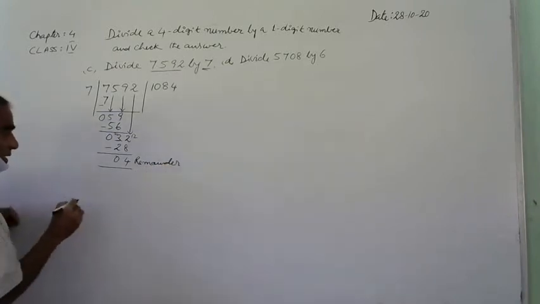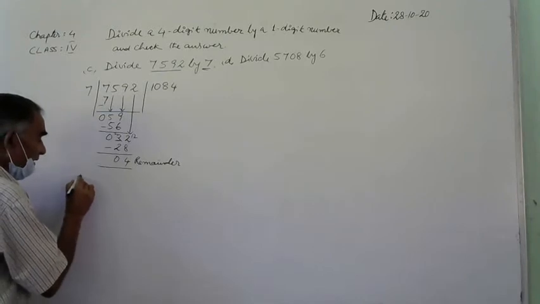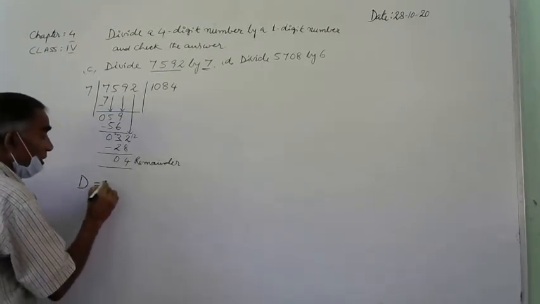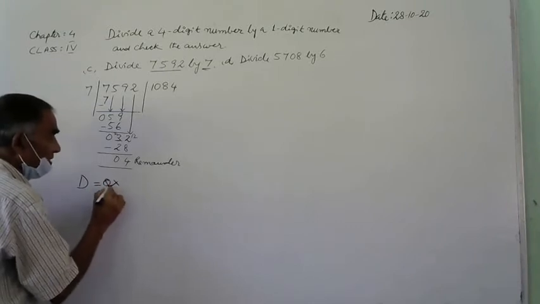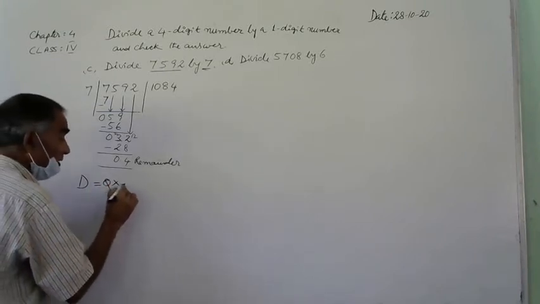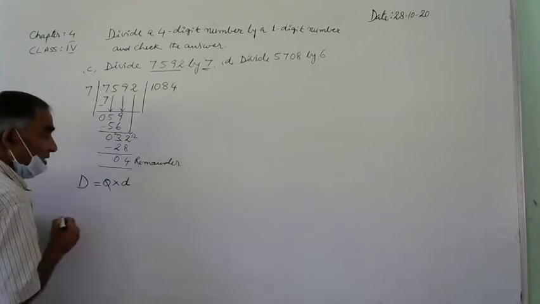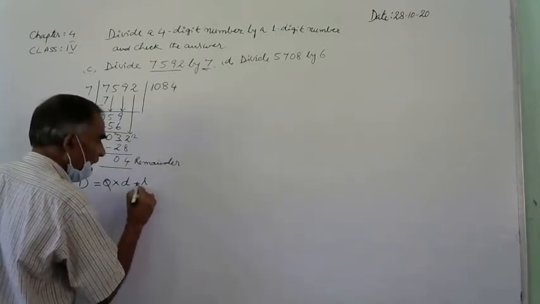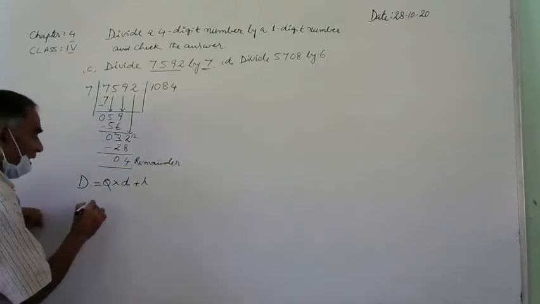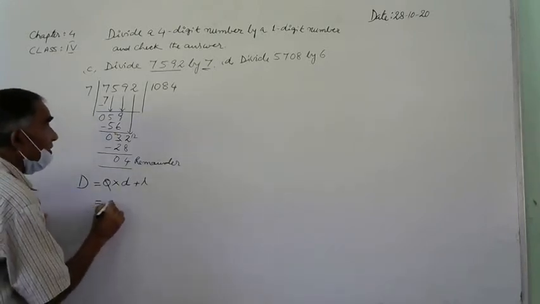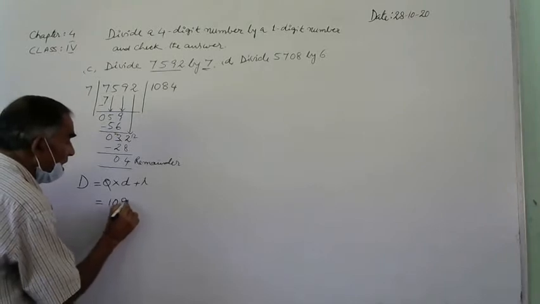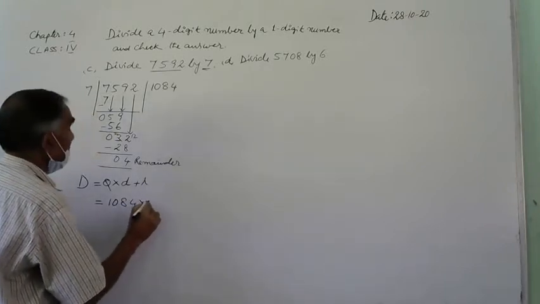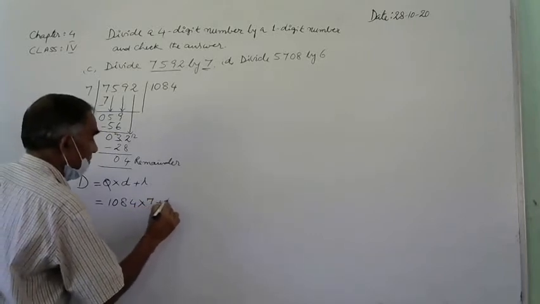You can check here. Then the formula: dividend is equal to quotient Q, first letter is Q, quotient into divisor D, small letter d, plus remainder R. Okay? Then here you write. What is the quotient here? 1084 into divisor 7 plus remainder 4.